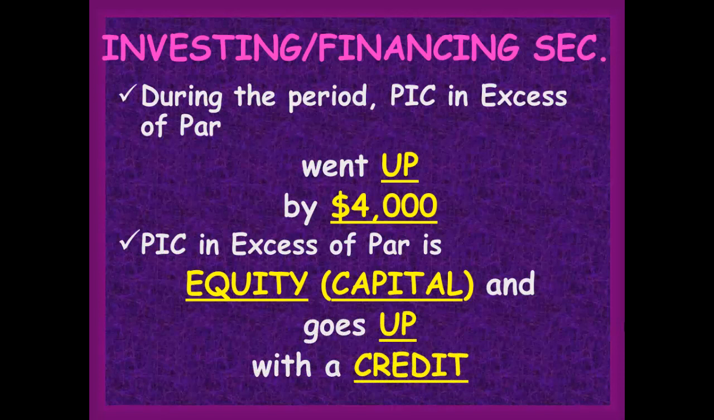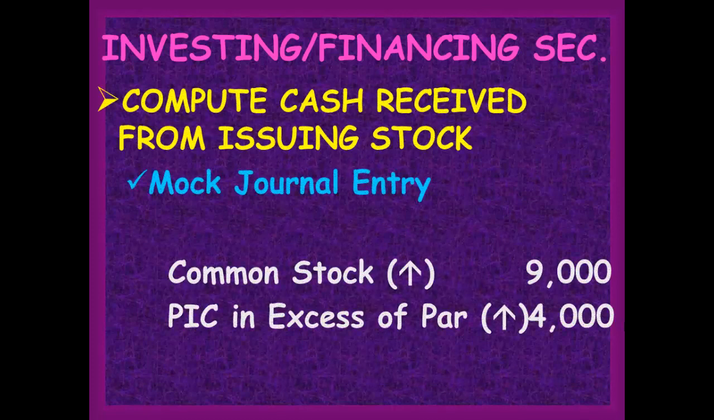So for my journal entry, this one's going to have two credits. Let's skip the debit. We'll come back to it. We need to credit common stock. We need to credit PIC in excess of par.